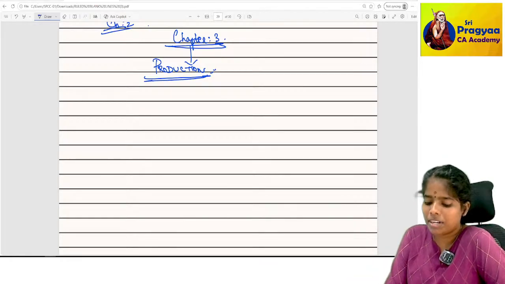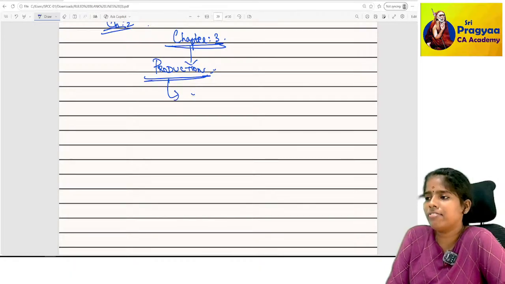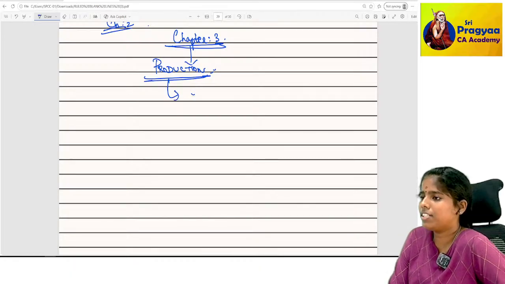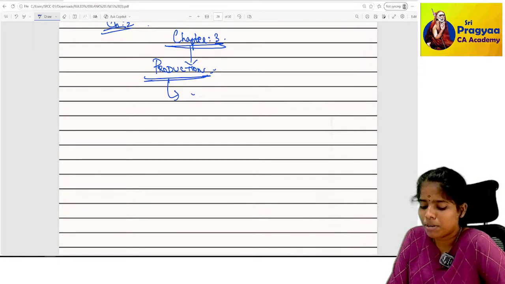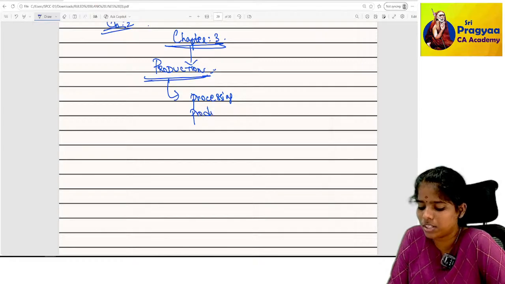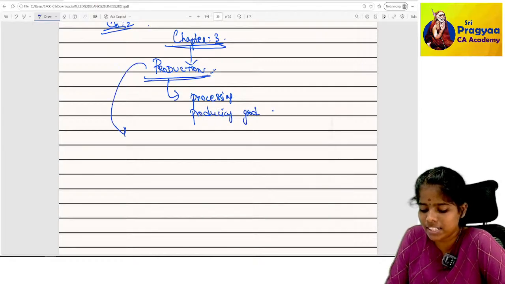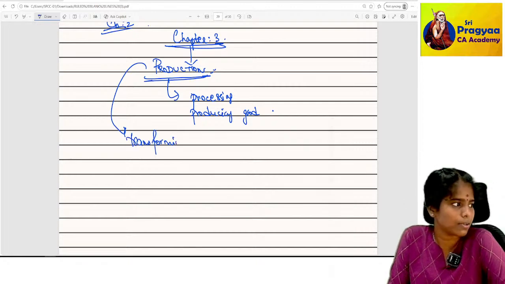When I tell the word production, what do you infer from that? உங்களுக்கு என்ன புரியுது? ப்ரொடக்ஷன்னா என்ன? Turning input into output. Production means you are processing something. You are producing goods or service, correct? So the definition of production can be said as transforming the inputs into outputs.